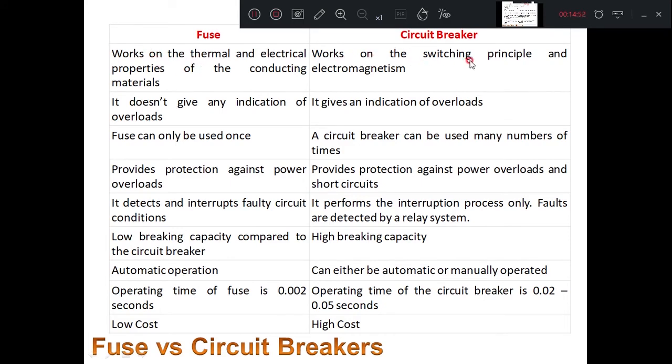The circuit breaker works on the switching principle and electromagnetism. It is working on a lever mechanism. Then the fuse does not give any indication of the overloads. It is not giving any indication.